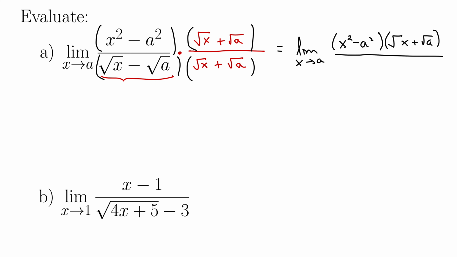If we FOIL this together, our first term is rad x times rad x, which is simply x. And then the outside and inside will cancel out in the FOIL process. That will always happen if you're doing this conjugate trick correctly. So the outside and inside cancel in the FOIL process. Then we get minus square root of a squared, which is a.